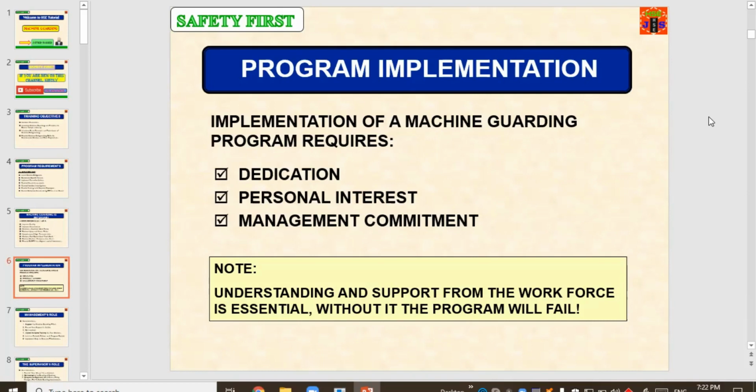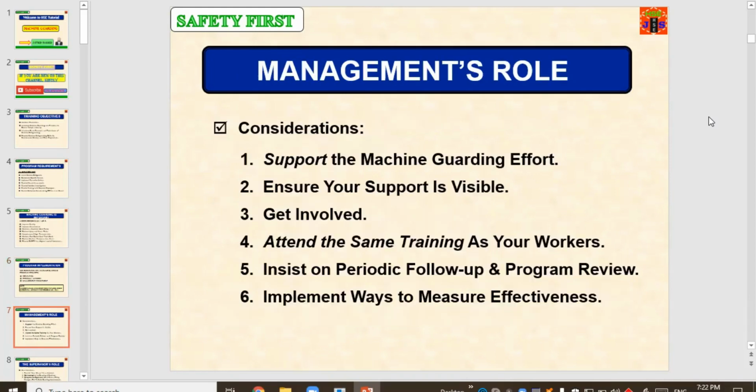Implementation of a machine guarding program requires dedication, personal interest, and management commitment. But remember, understanding and support from the workforce is essential. Without their support, the program will fail. Now, let us discuss what is the management role while safeguarding the machines.